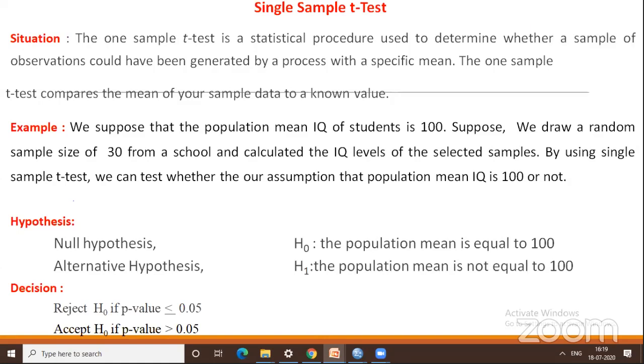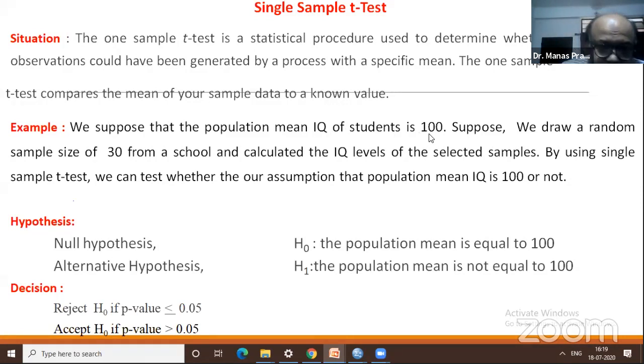Suppose I give an example. You see, we suppose that the population mean IQ of the students is 100. Suppose we know from another source that the mean IQ level of the students of Dibrugarh University is 100. Now we draw a random sample of size 30 from the school or university. Suppose the population mean IQ of the school students of Dibrugarh district is 100.